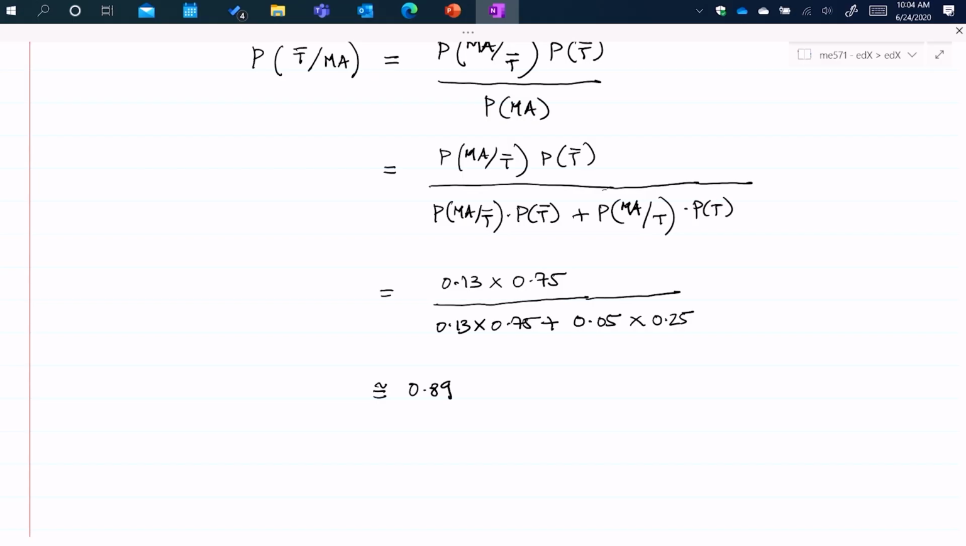So these are all applications of Bayes theorem in a reliability type context. With that, I'm going to conclude this particular module of examples of conditional probability.